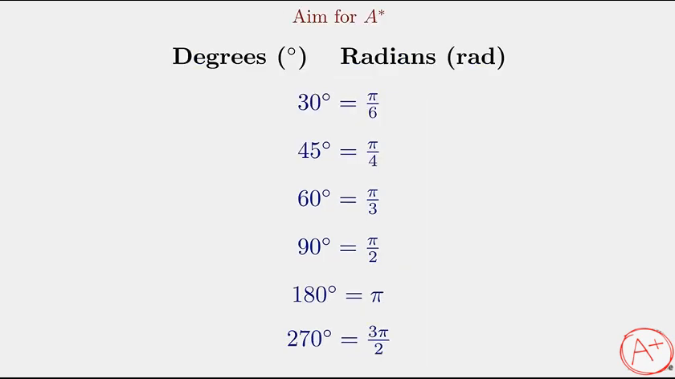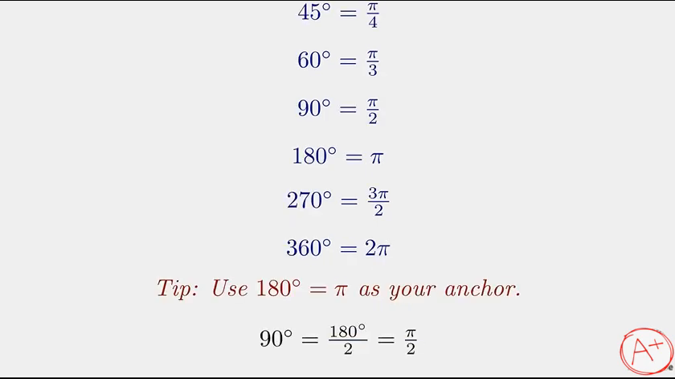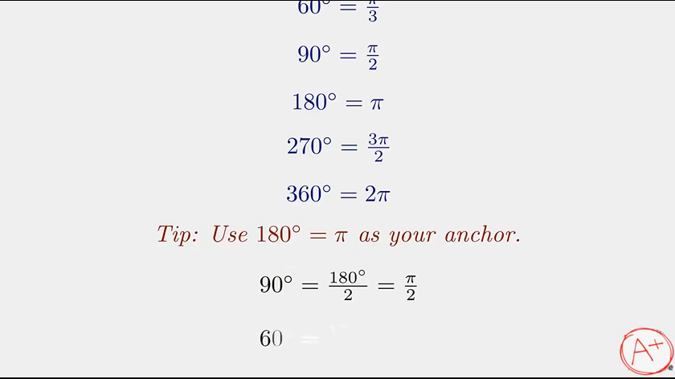A helpful tip is to use 180 degrees as your anchor. Since 180 is pi, 90 must be half of that, or pi over 2. Similarly, 60 is a third of 180, so it becomes pi over 3. Understanding these as fractions of pi will prevent simple calculation errors during time-pressured exams.